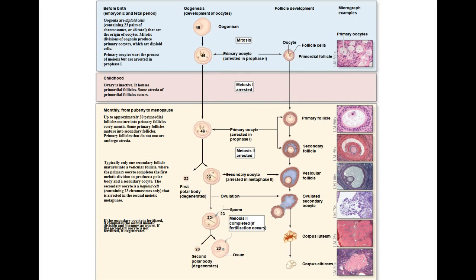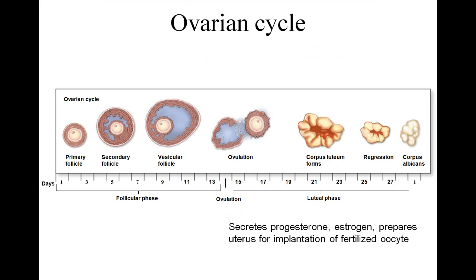Now this walks you through the process that I just laid out on the last slide. So this is just a summary page. It's a lot of information on one sheet. Now here's the ovarian cycle, and this is the way it's divided up.